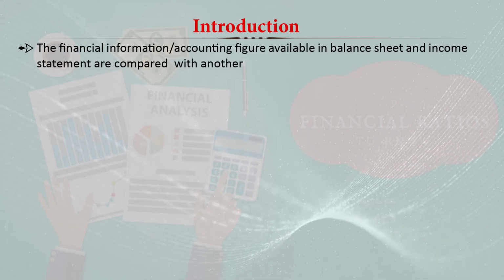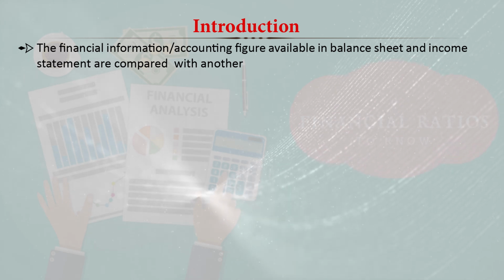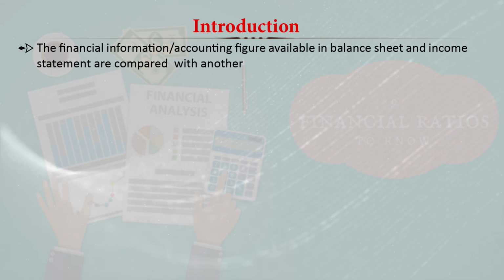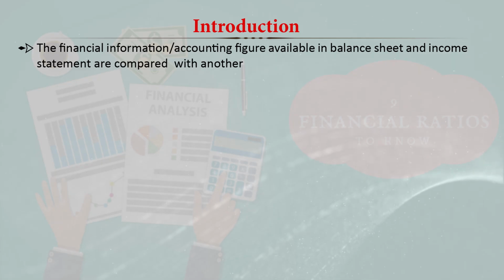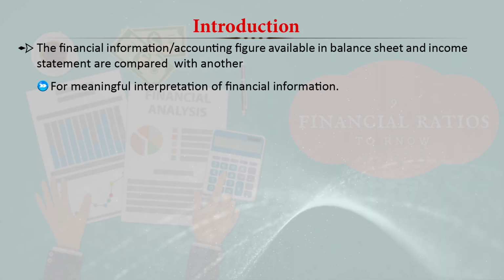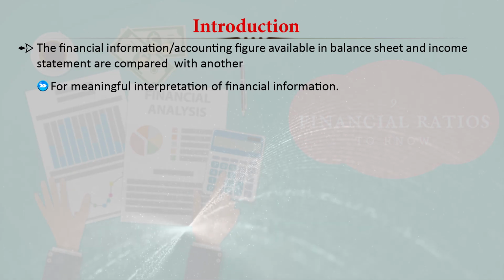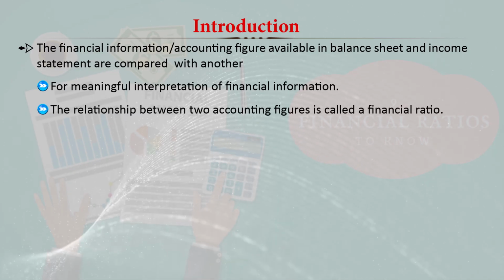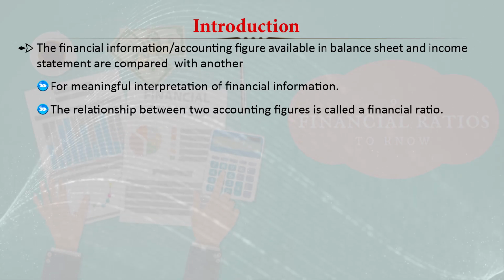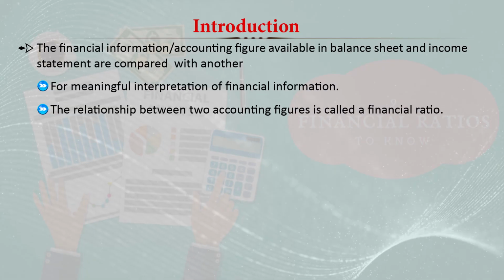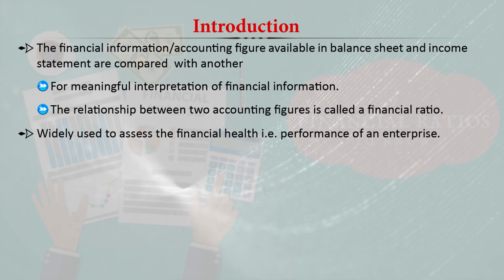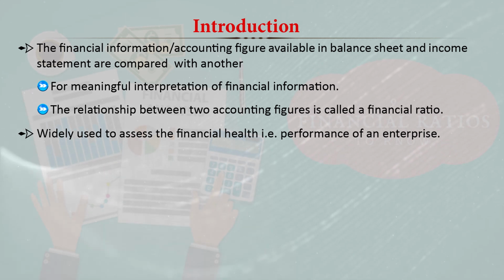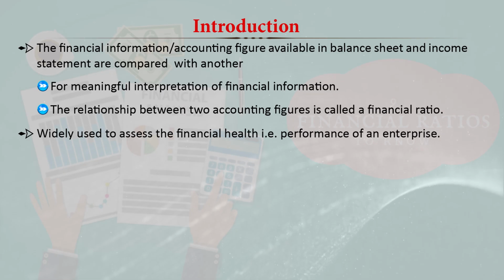Actually the financial information or the accounting figures which are available in the balance sheets and the income statements are compared with another firm's figures or information for meaningful interpretation of financial information, and the relationship between the two accounting figures is called a financial ratio. And the financial ratios are basically widely used to assess the financial health of an organization, that is the performance of an enterprise in terms of financial viability, their efficiency, their credit worthiness.